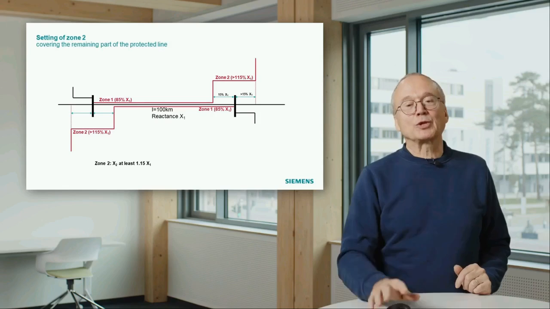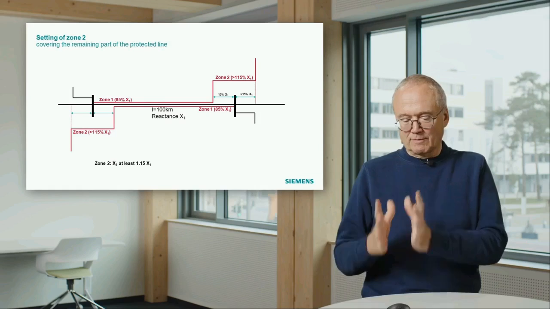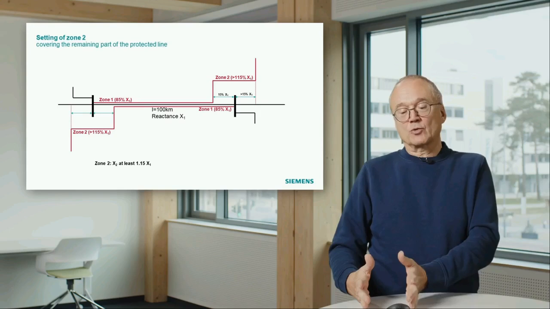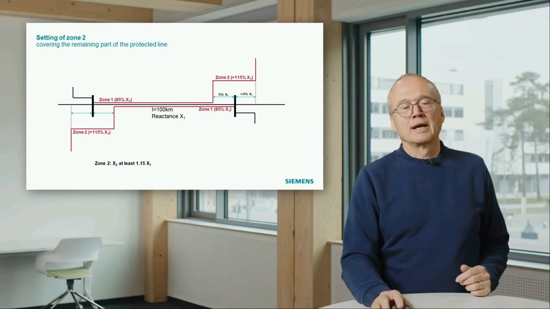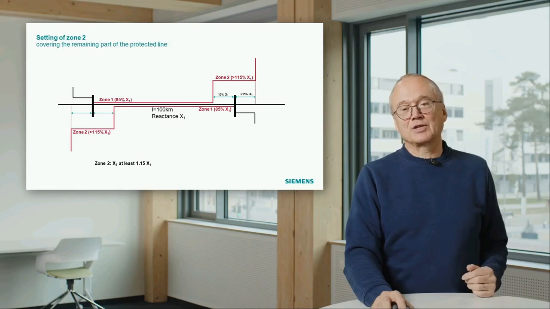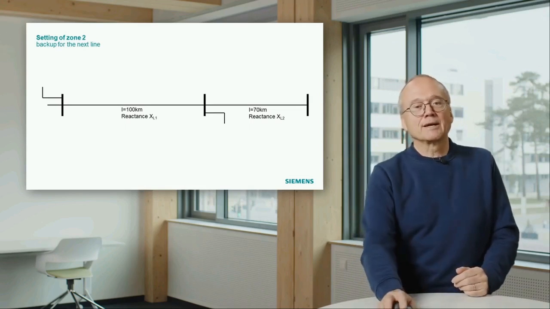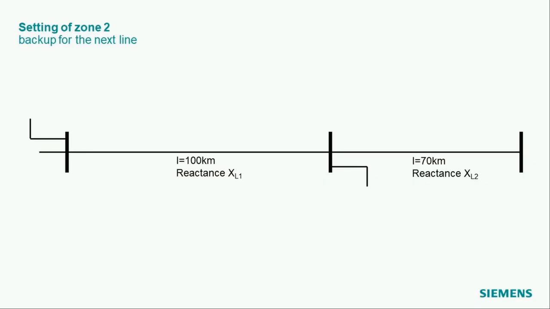But we also have to think about the backup. Remember, we always have to make up our mind. If we have a fault somewhere and the relay which should trip does not trip, what is going to happen then? And distance protection has the nice feature that the remote backup is always there, and I can show that in this example. We again have our 100 kilometer line. Now I look also into the next line, which is a 70 kilometer line in this case.